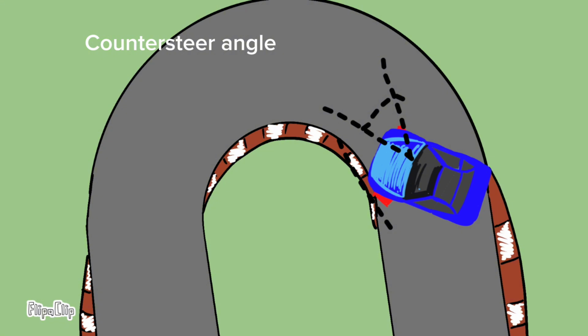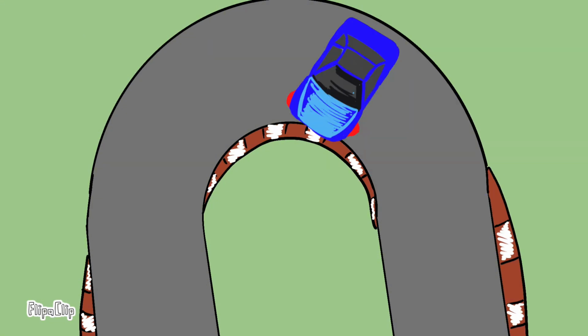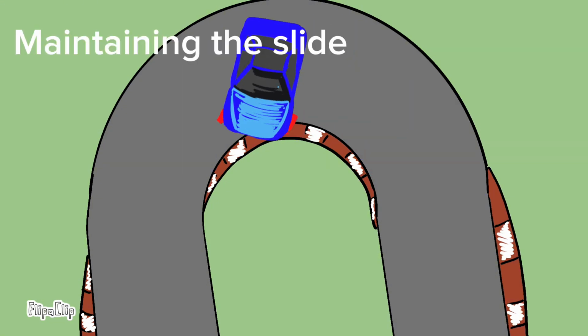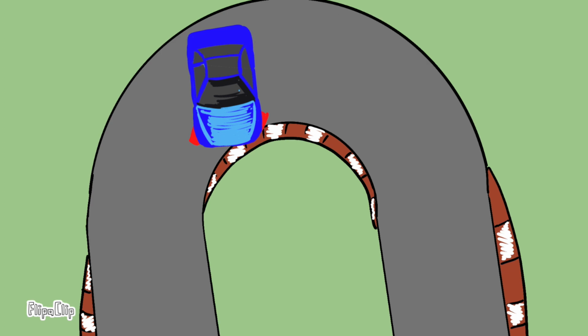Then the next part is maintaining the drift. This is done by applying power or modulating the steering, like controlling if you want a little bit of an angle, more angle, and you give more gas. The more the car turns, the less gas you give, the less it turns.